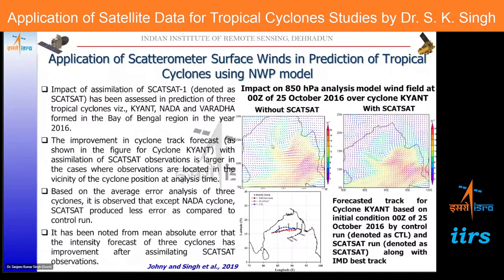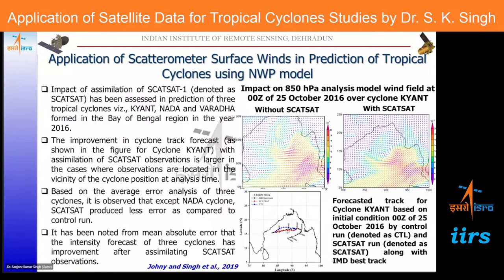So we have found that the tropical cyclone forecast has improved when we have assimilated the observations which are available over the tropical cyclone region. You can see here in this track we have done two types of experiment. One is the control and another is the SCAT set. In the control run, we have not assimilated the scatterometer observation, while in the SCAT set, we have assimilated this scatterometer observation, and we have compared the track based on the IMD best track. You can see this blue is the control and the red one is after assimilating the scatterometer.